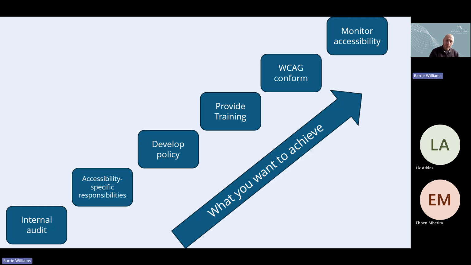So these might be some things that you want to achieve. This is where we start to get into the project management side of stuff. So you might think about, right, do I want to do an internal audit where we check out 10 regularly used web pages? Or do I want to look at our LMS, for example, and say, well, actually, how can people access this? And then you might go a little bit further: responsibilities of individuals, developing a policy, training, WCAG, and monitoring accessibility. These are very, very long-term projects.